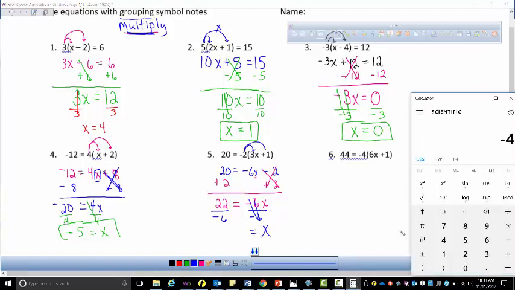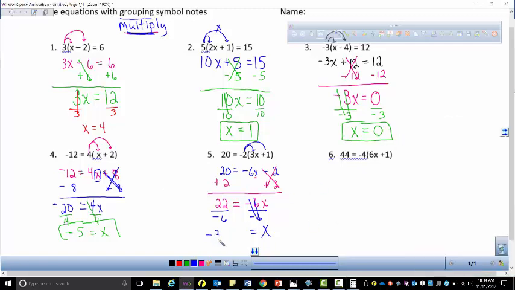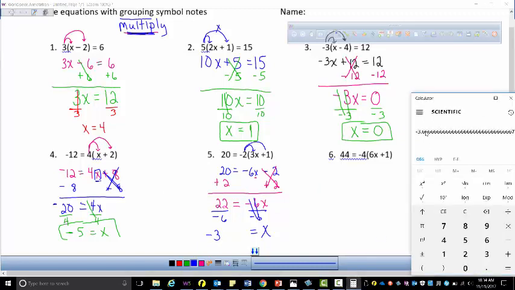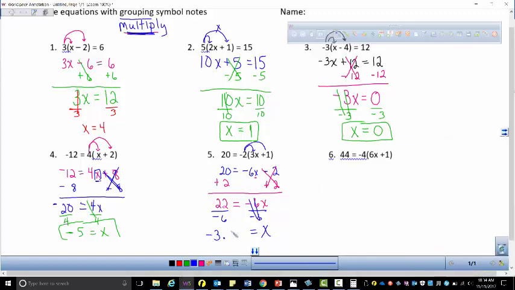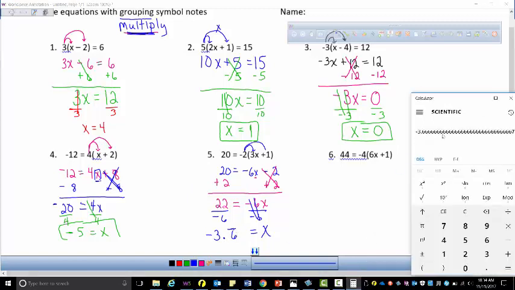I'm going to use my calculator. 22 divided by negative 6 is, okay. So how can I write that? I'm going to write that as negative 3.6 with a line. Because that line means that it's 6, 6, 6, lots of 6s repeating.